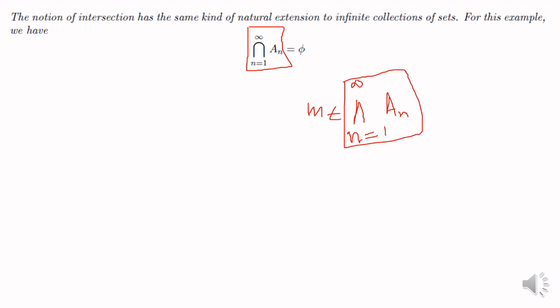So what this means is that m is an element of An for every An in this collection. That means m is an element of A1, A2, A3, A4 and up till infinity. Now by the definition of Am, we know that m is an element of Am, but m is not an element of Am plus 1, because Am plus 1 is the set of all natural numbers greater than or equal to m plus 1. Because of this we cannot find a natural number which will be a member of this collection. So the infinite intersection over n equal to 1 to infinity of An will be empty.